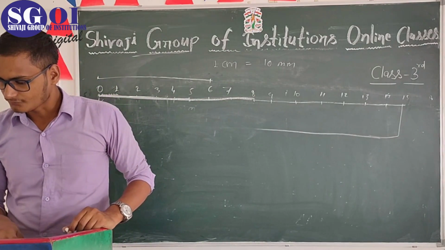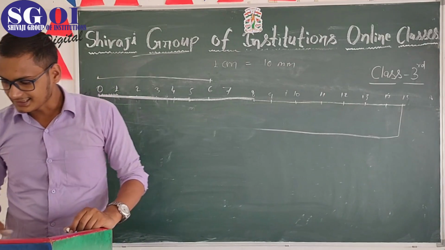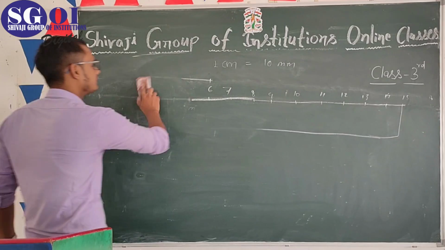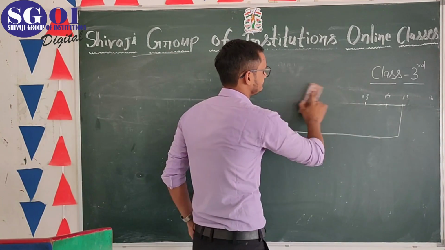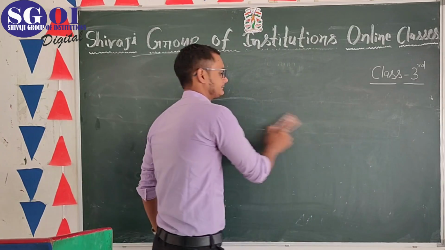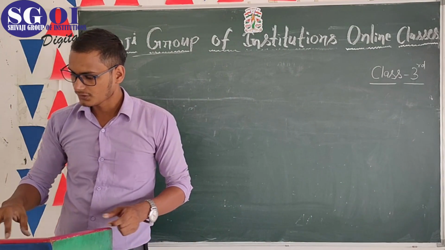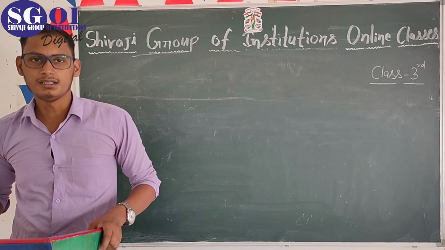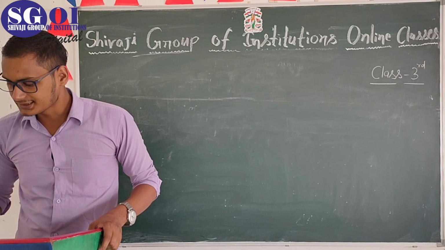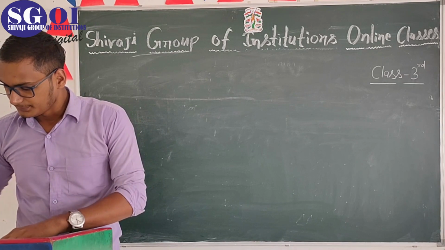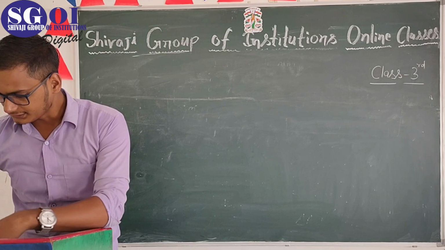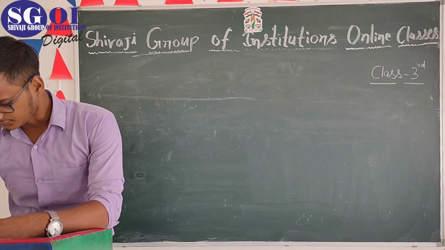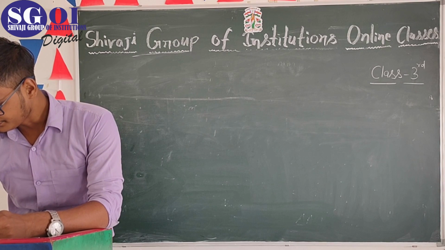So next, come to exercise 8A. Students, take out your book and open page number 107. Write down the length of the objects in the box. Means we have to write the length of each object. So the first object is a pencil.